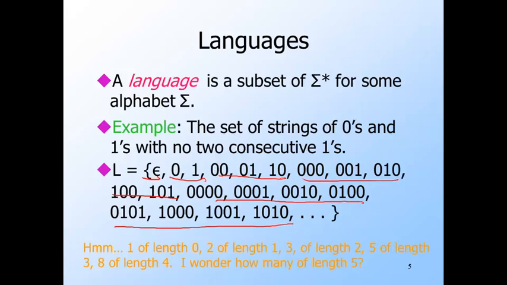Here's a little puzzle for you to think about. For length 0 through 4, we see there are 1, 2, 3, 5, and 8 strings. Do you recognize the sequence? And can you extend it to strings of length 5, 6, and so on? And in particular, can you prove that your prediction is correct?